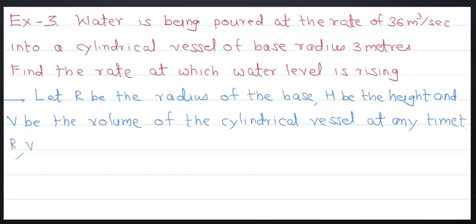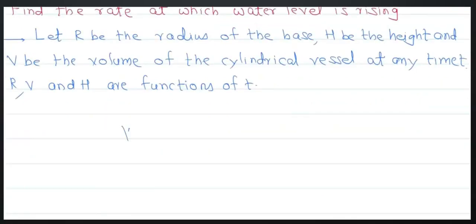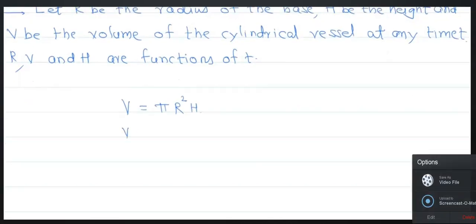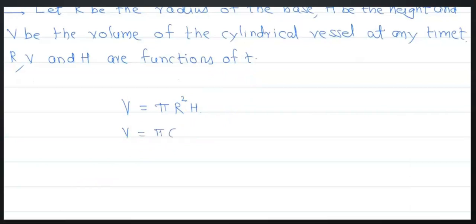Let capital R be the radius of the base, capital H the height, and V the volume of the cylindrical vessel. At any time, these R, V, H are functions of t. They are changing with time t. Therefore, very interesting, that is an application of derivatives. These problems are very nice.